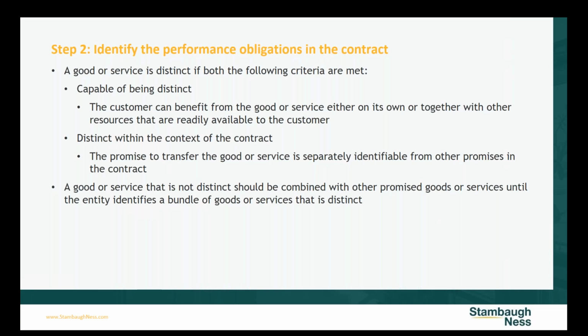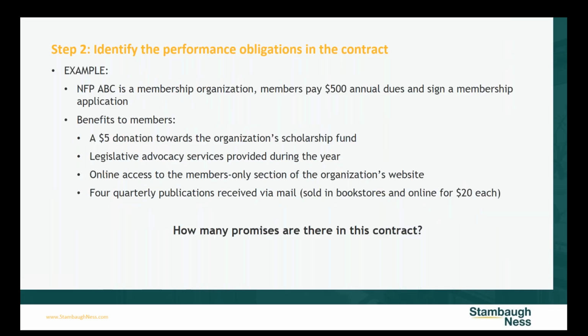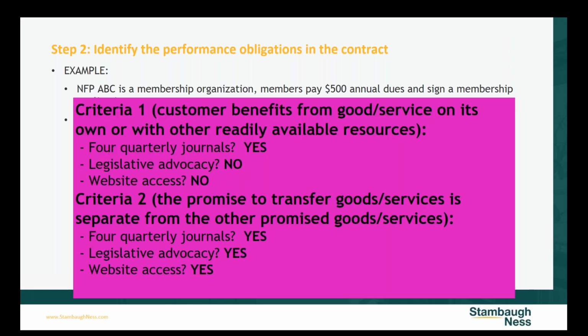identifiable from the others. And if we determine that something is not distinct on its own, we then bundle them together, or combine them, until we can say, okay, this group of performance obligations really can be considered as one. I'm just going to jump to the example because it's going to be easier to follow. So how many promises or performance obligations are included in this contract? We're going to go through the 2 criteria.